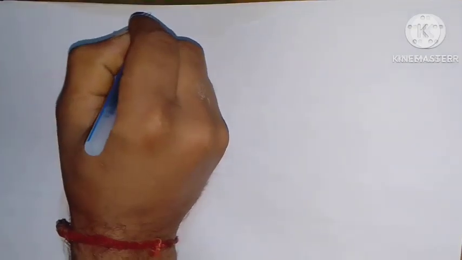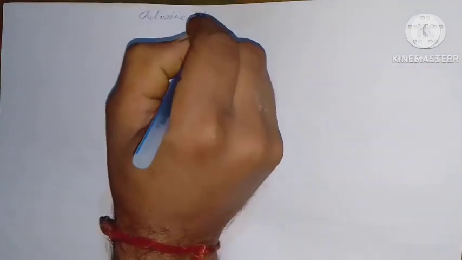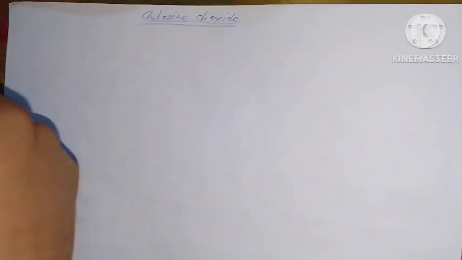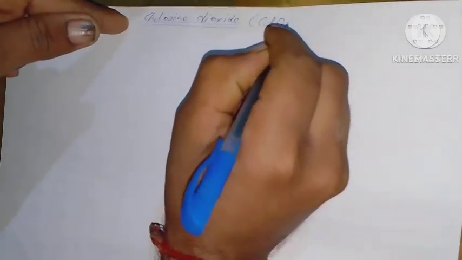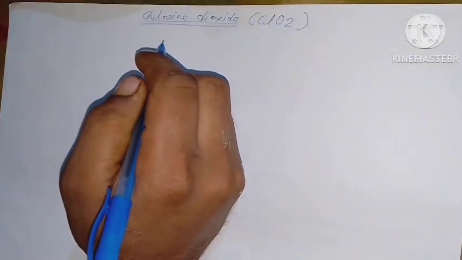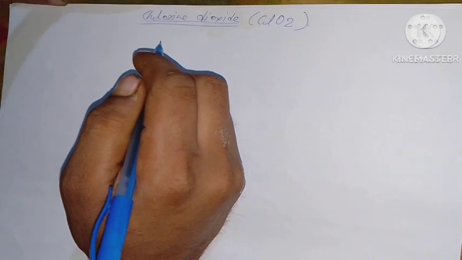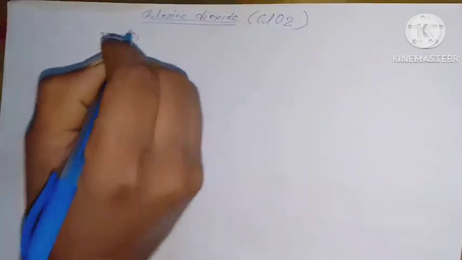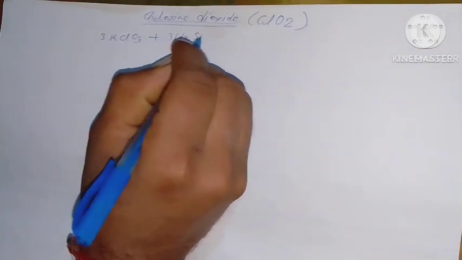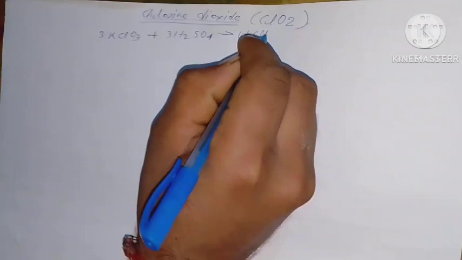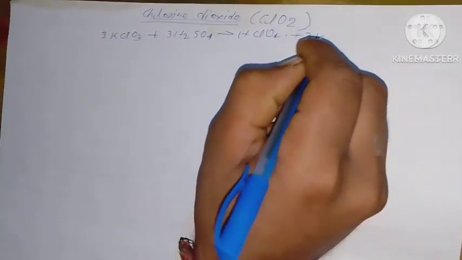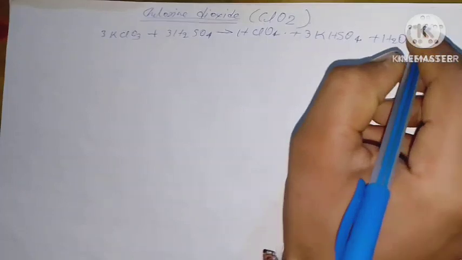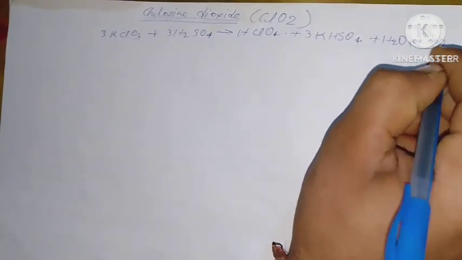Chlorine dioxide, ClO2. It is prepared by the action of concentrated sulfuric acid on potassium chlorate: 3KClO3 plus 3H2SO4 gives HClO4 plus 3KHSO4 plus H2O plus 2ClO2.